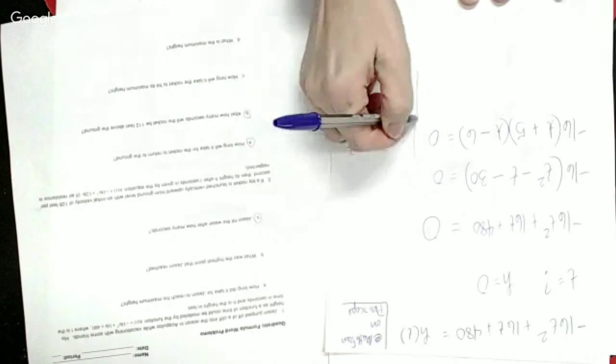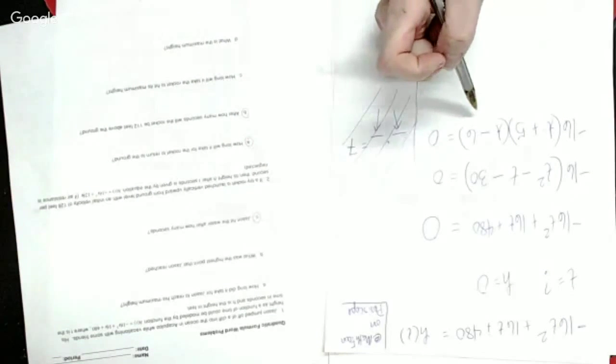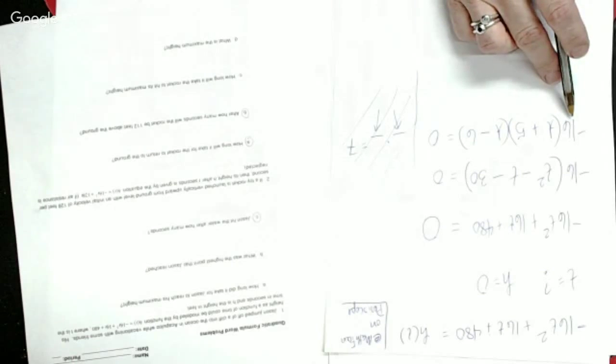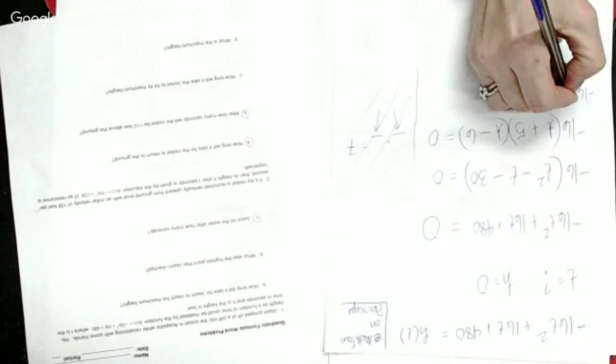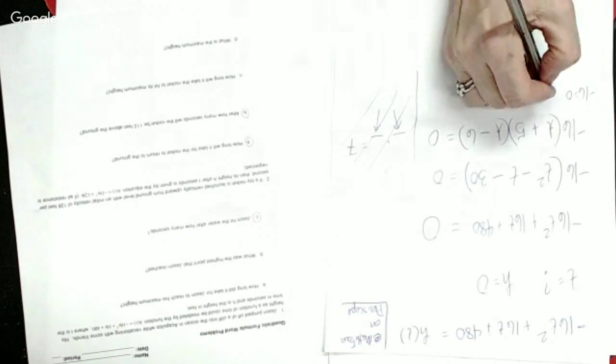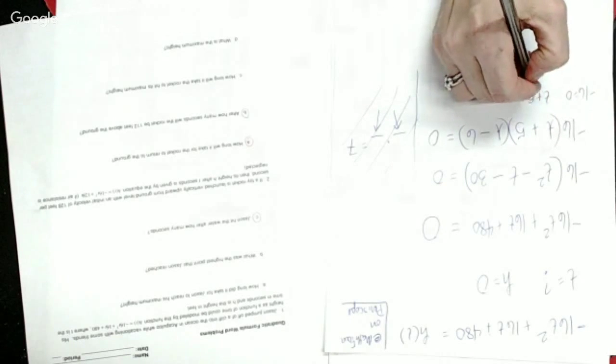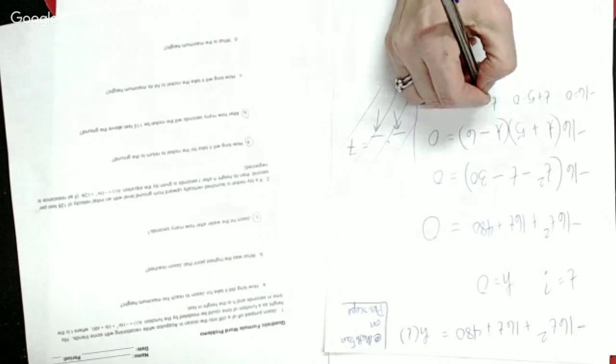So we know that either negative 16 is 0, but it's not. I'm going to write it anyway. Either negative 16 is 0, or t plus 5 is 0, or t minus 6 is 0.